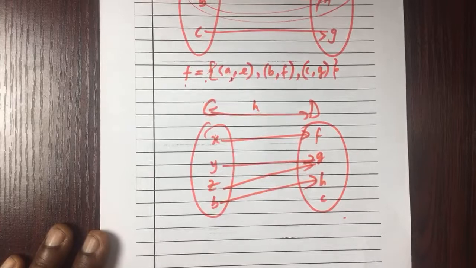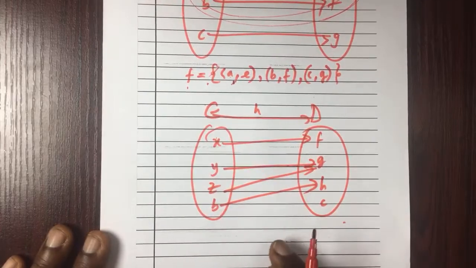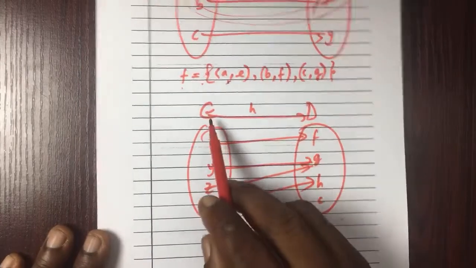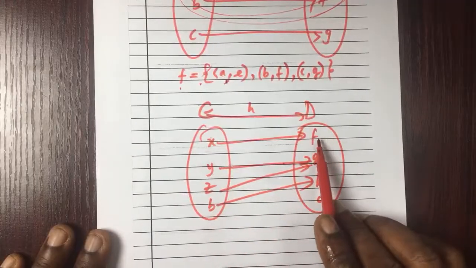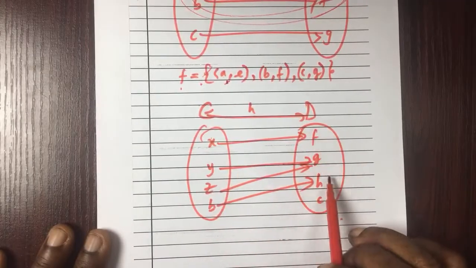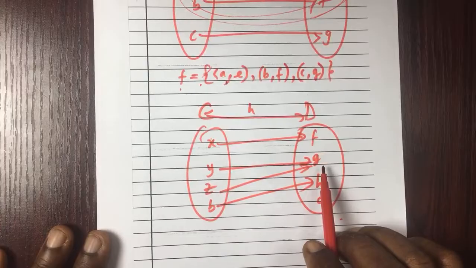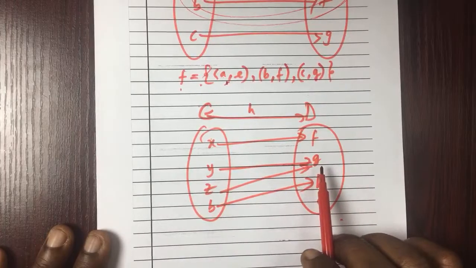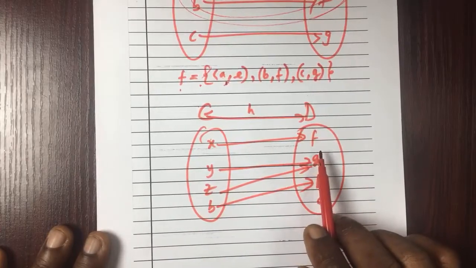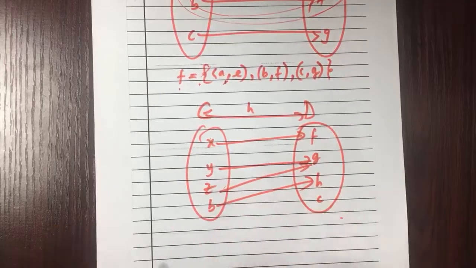Now, this is a mapping. Why is it a mapping? Every element in the domain has an image in the codomain, and the uniqueness property is satisfied because there are no two elements in the codomain that have one image or one element to which they are assigned in the domain. So this is clearly a mapping.